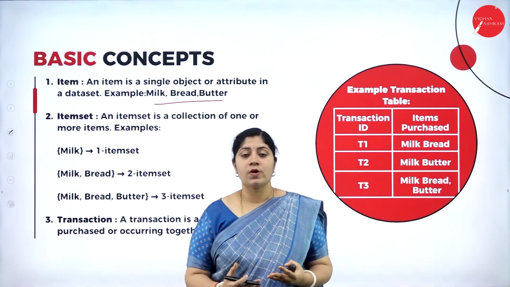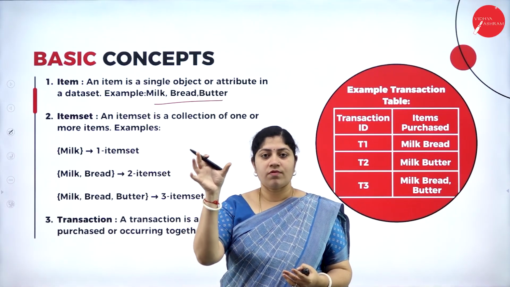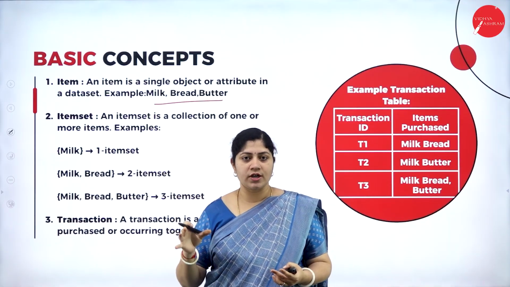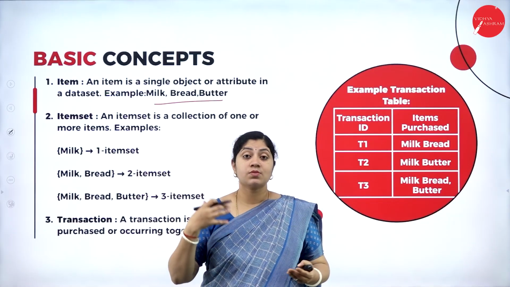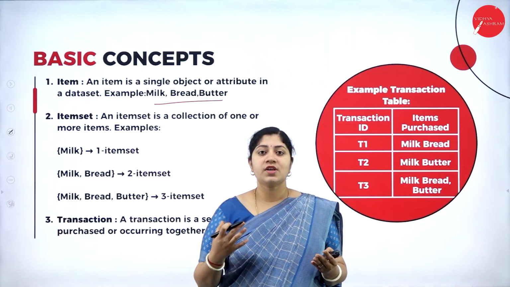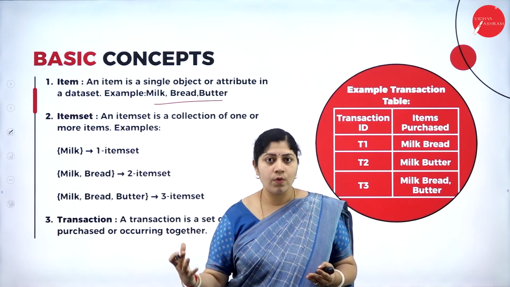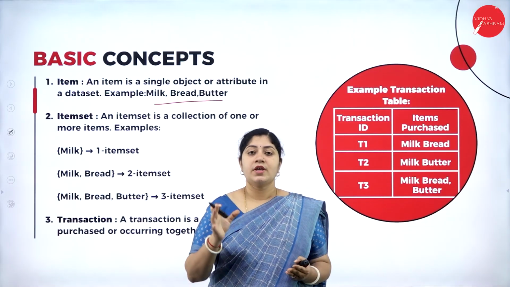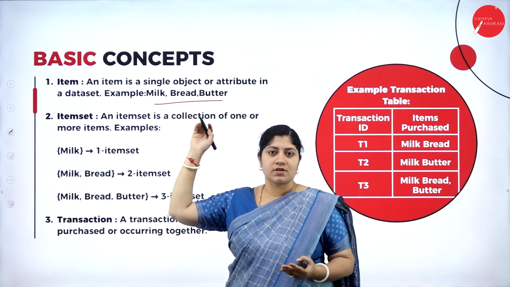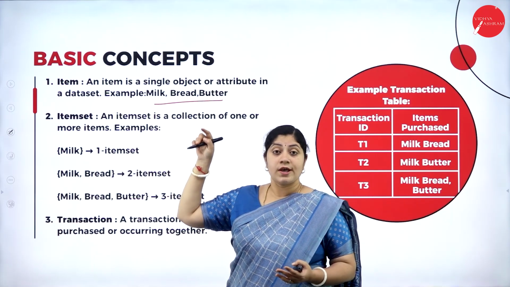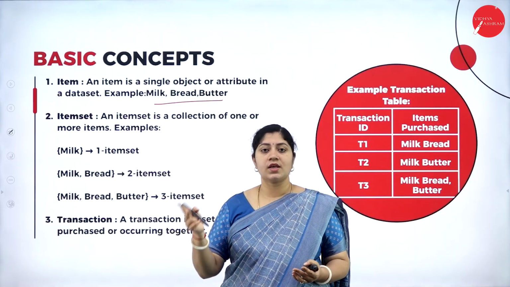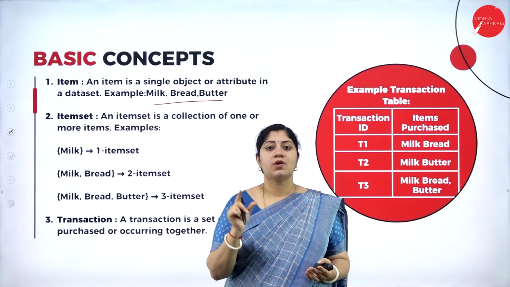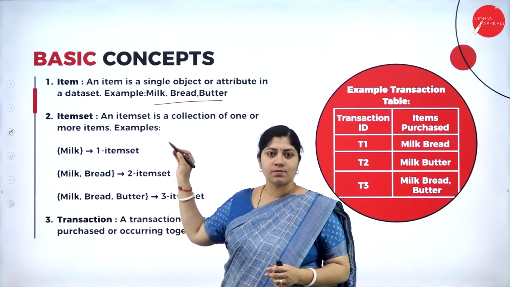The next concept is an item set. First, the item: a single object is called an item. Next, what is an item set? An item set is a collection of one or more items. For example, here we considered milk, bread, butter, correct? So these are single objects. Any single object, or anything combined along with it, that combination is called an item set.